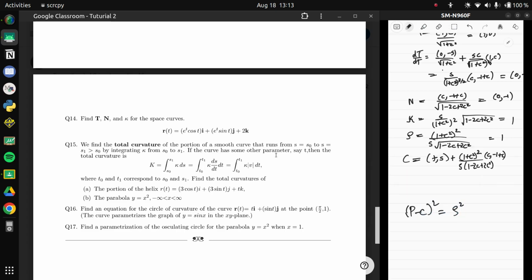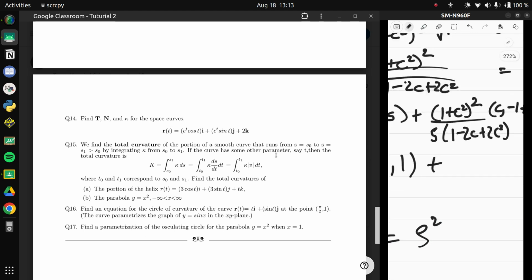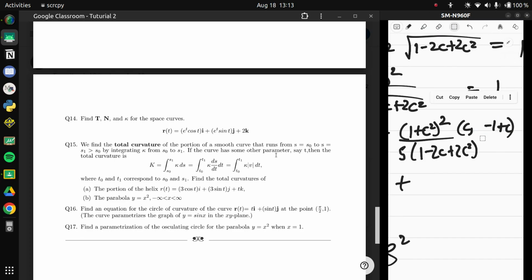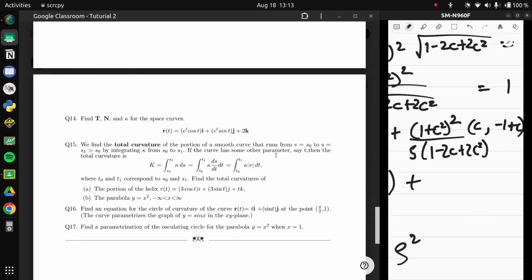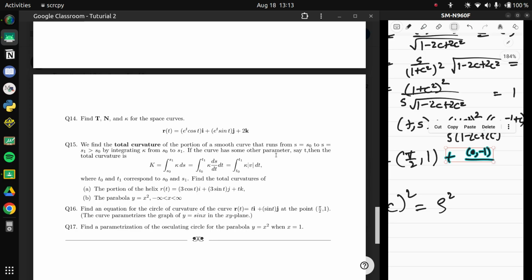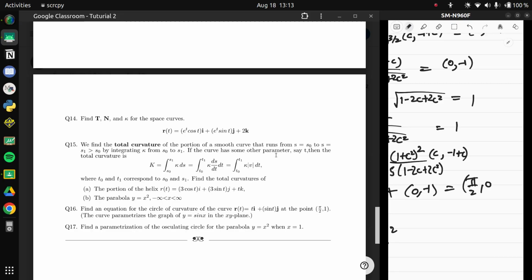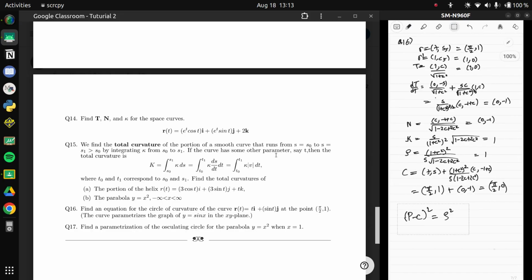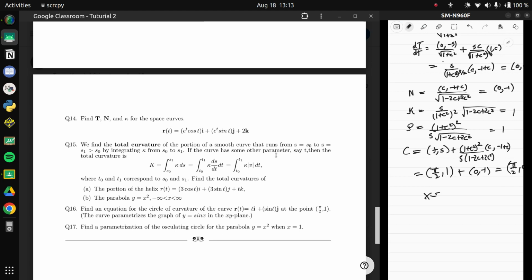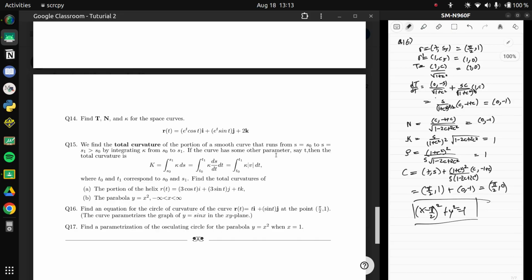So your center will just be something like pi by 2 comma 1 plus, so this is 0, this is like, if it's not s, it's a cosine over there, right? So it's just 1, this thing is 0 minus 1, that's 1, this thing is 1. So that's just like pi by 2 comma 0. So all you really have is (x minus pi by 2) squared plus y squared equal to 1. That's your equation. Okay, that's 16.